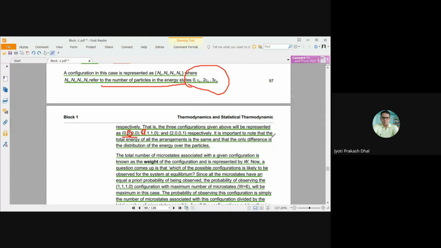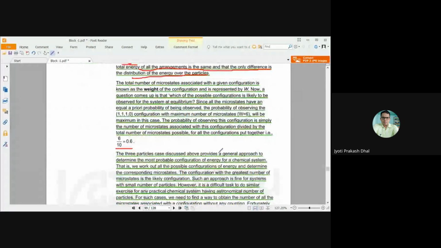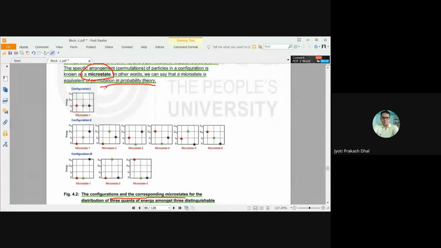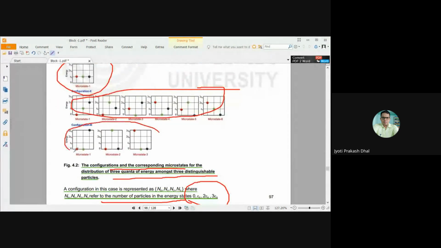It is important to note that the total energy of all the arrangements is the same, with the only difference being the distribution of energy over the particles. The total number of microstates associated with a given configuration is known as the weight of the configuration and is represented by W. So if one configuration has more microstates, that is represented by the weight of the configuration, W. Here you can see that in the first configuration the weight is 1, for the second configuration the weight is 6, and for the third configuration the weight is 3.